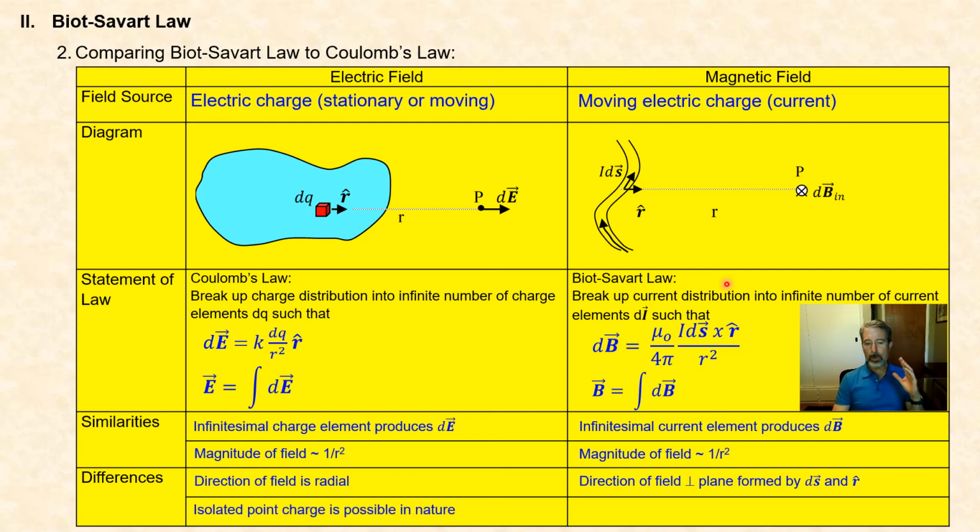Secondly, we notice that in real life, you can isolate a single point charge. It is possible to have a single point charge isolated in nature. Whereas when we talk about a current element, that is a fictitious quantity. You cannot isolate a current element. This concept doesn't really exist, but it is a useful concept for evaluating the total field.